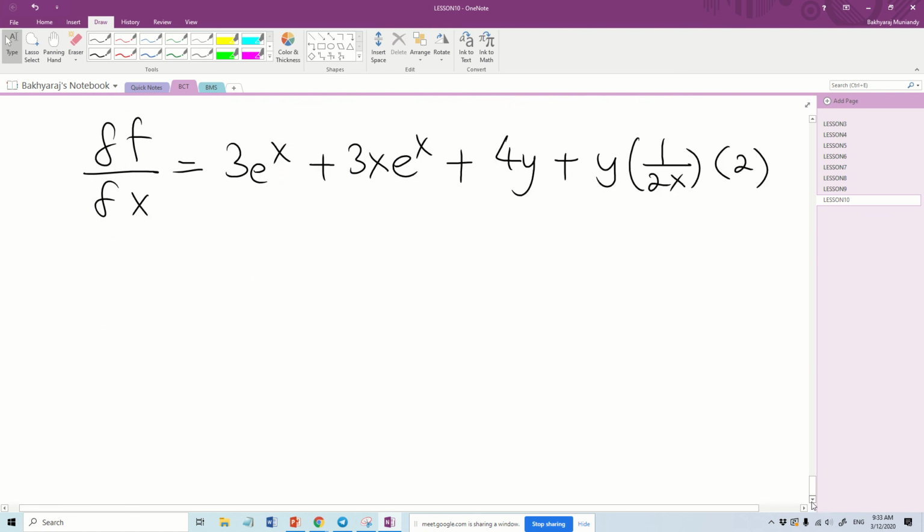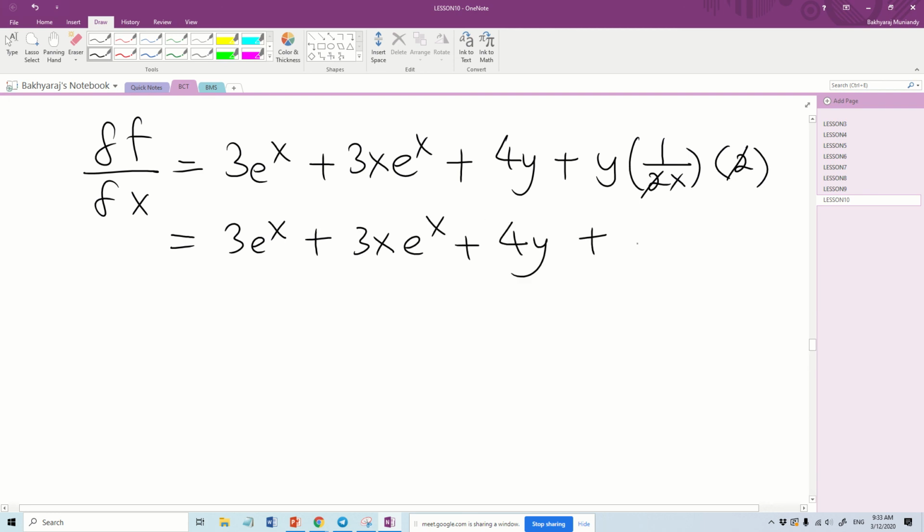Ini boleh cancel lah. So ini boleh cancel. These two can cancel. So you get 3x exponent x plus 3x exponent x plus 4y plus ini akan jadi y over x lah. Okay, now I proceed for my derivation for second order. So second order for y.